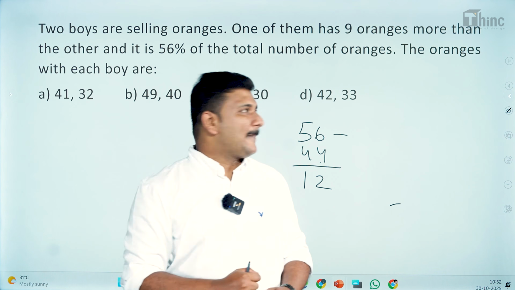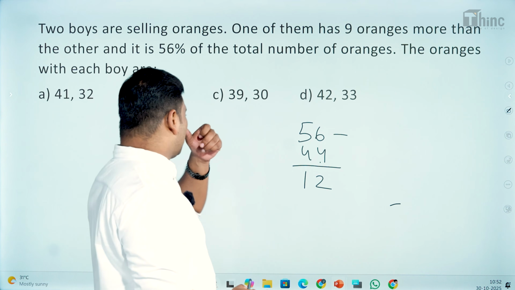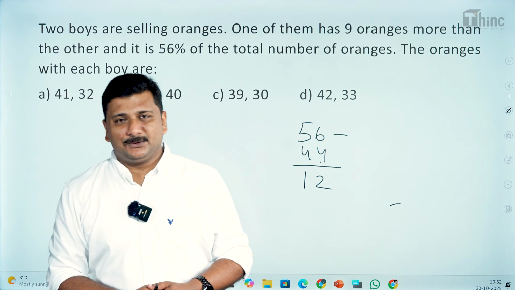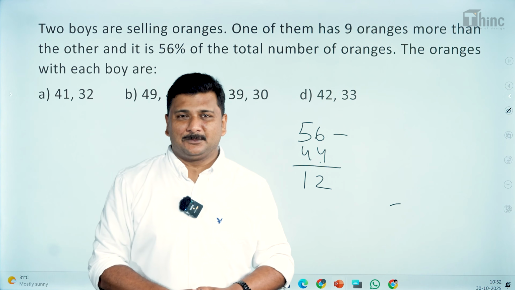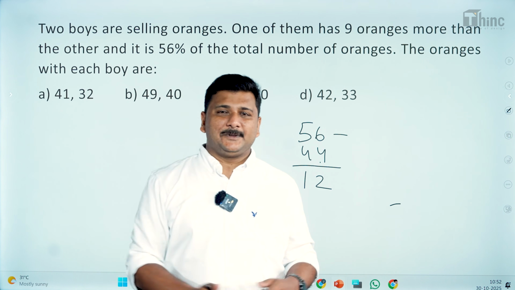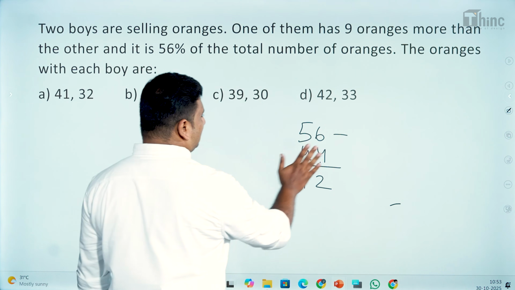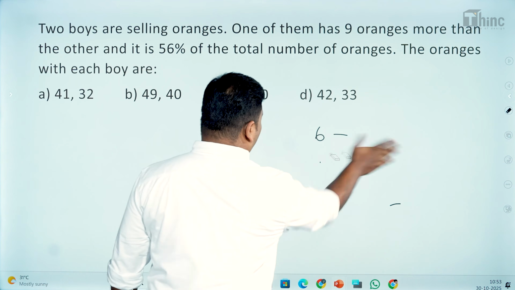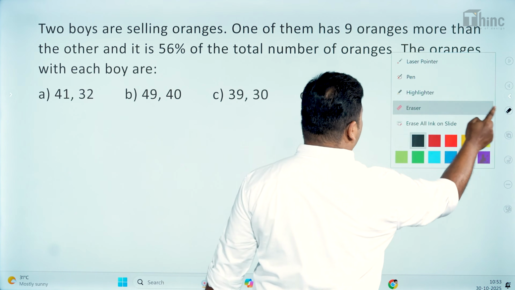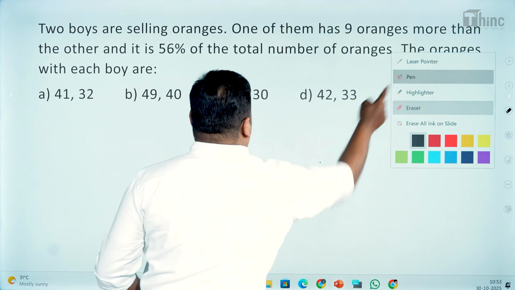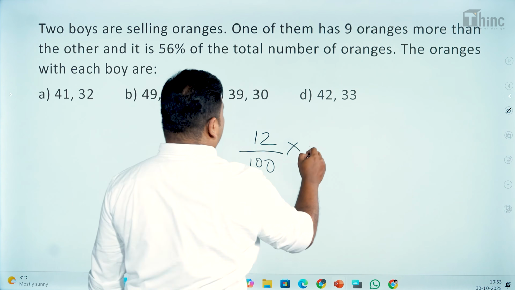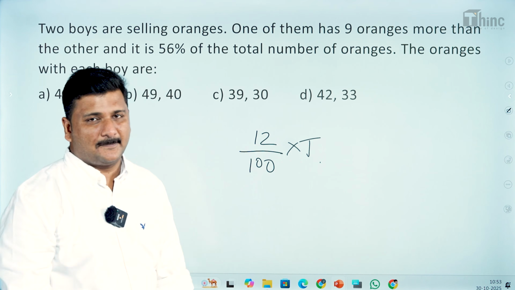So in the same way, one boy has 56% of the total. So obviously the other boy has the remaining 44%. So the difference of these two, 56 minus 44, is nothing but 12. That means the difference between the oranges with them is nothing but 12% of the total. We'll directly reach at this.